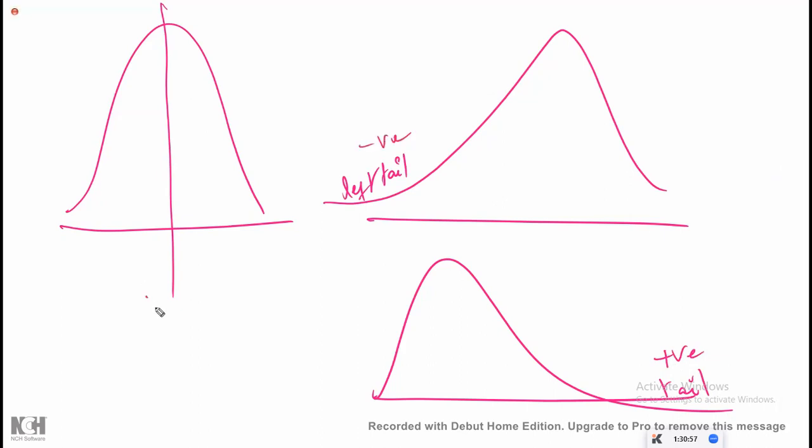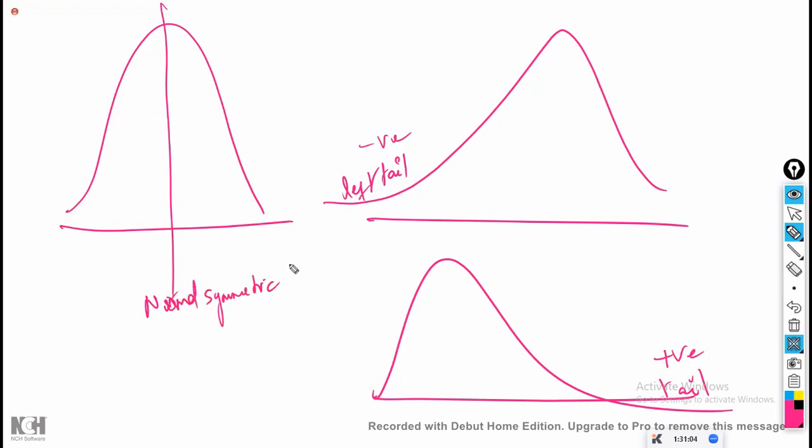For this, there is only one name, called normal distribution. No left tail, no right tail. Tails are not there because both sides are the same now. So no left tail, no right tail. No left skewed, no right skewed. No negative, no positive. Both are the same now. So the only name is normal distribution or symmetrical distribution.